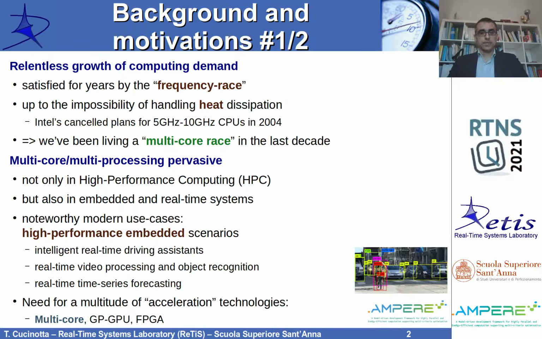Noteworthy modern use cases where we need this are high-performance embedded scenarios, characterized by the need for different types of acceleration technologies like multi-core, GPGPU, and FPGA acceleration, which may be very useful for realizing scenarios such as intelligent real-time driving assistance, real-time video processing and object recognition, as well as real-time time series forecasting, which are, by the way, use cases in the context of our AMPERE European project.